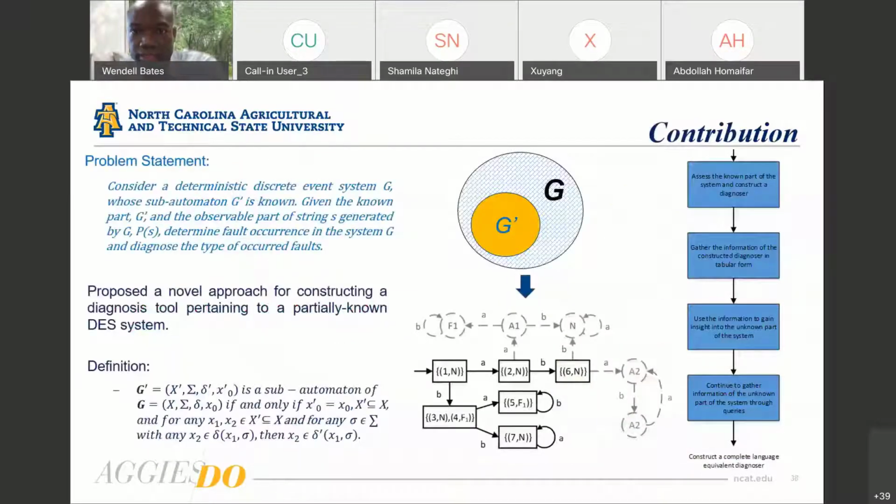And so this is the contribution of the work where we're considering a deterministic discrete event system where part of the system is known, and then based upon the observable parts of the string generated by the entire system, how do we determine a fault occurrence in the system and diagnose any faults that have occurred? And so the diagnoser would look like something that you see in the middle bottom, which we'll get into in just a second.